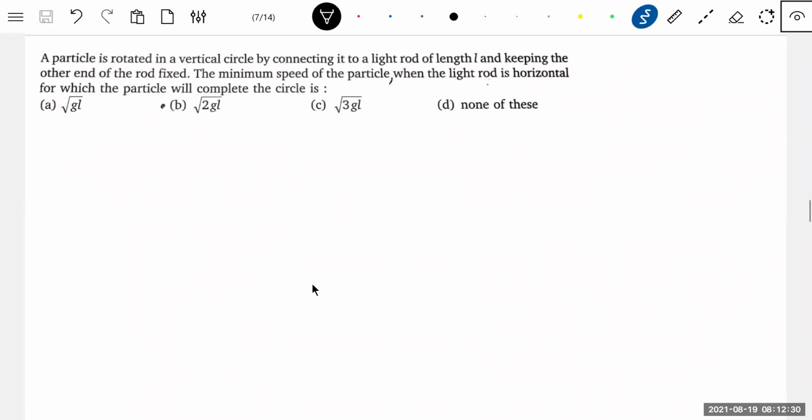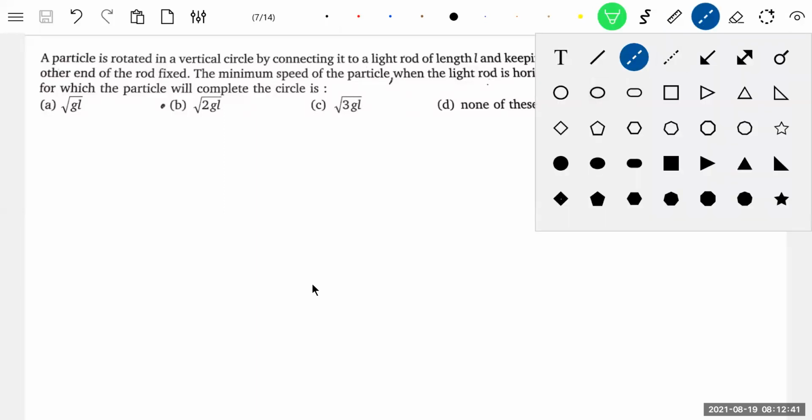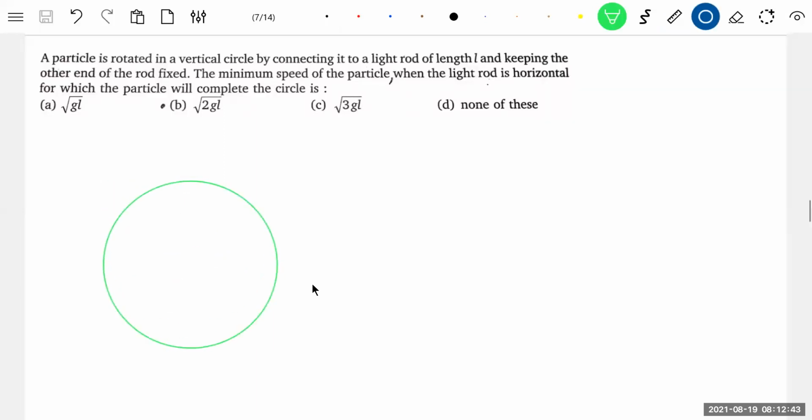You see, it's something very simple. Just read the question carefully. Light rod. He himself is telling us there's a light rod. We'll bring a light rod. And keeping the other end of the rod fixed, the minimum speed of the point when the light rod is horizontal.